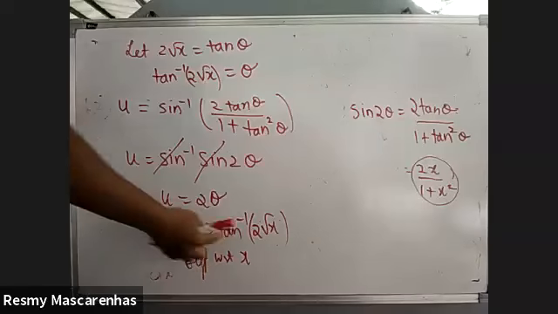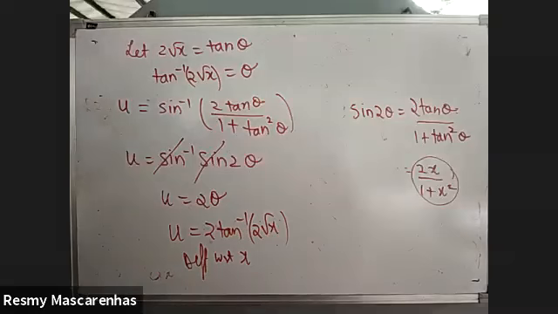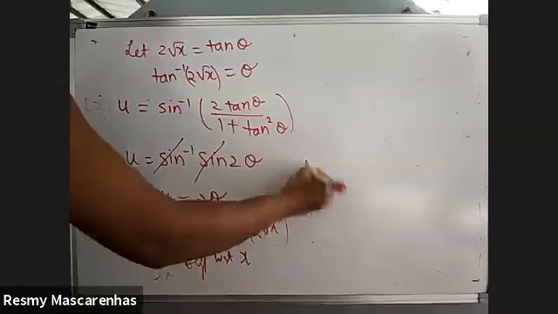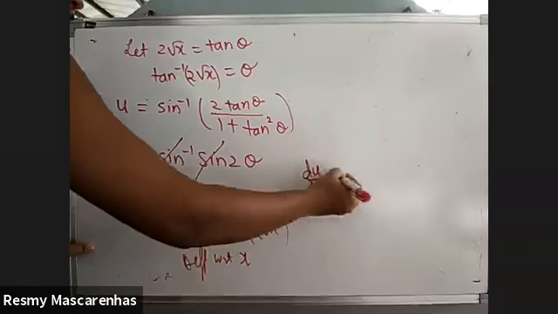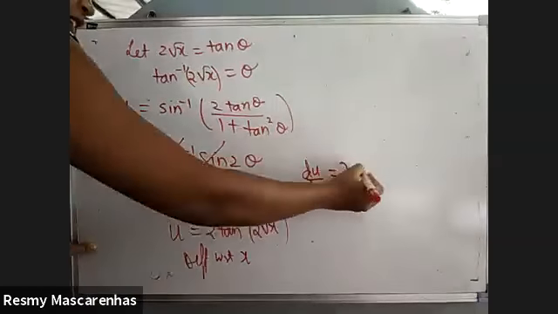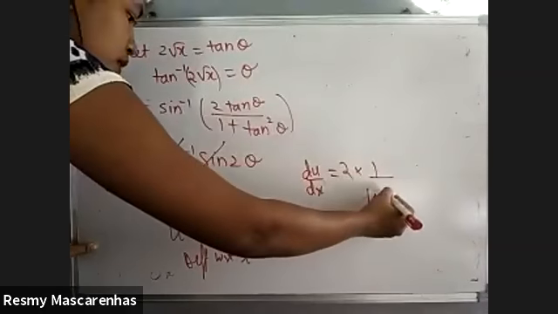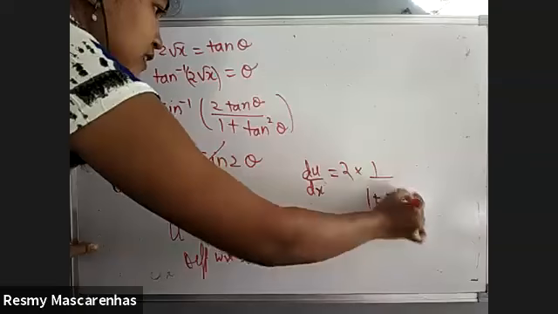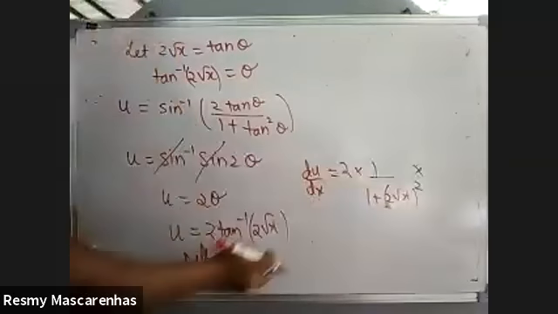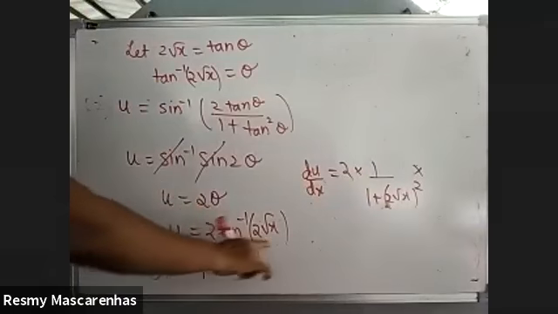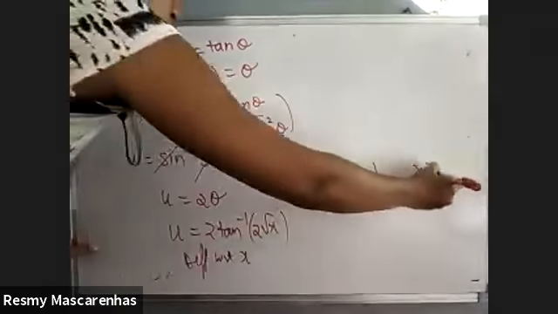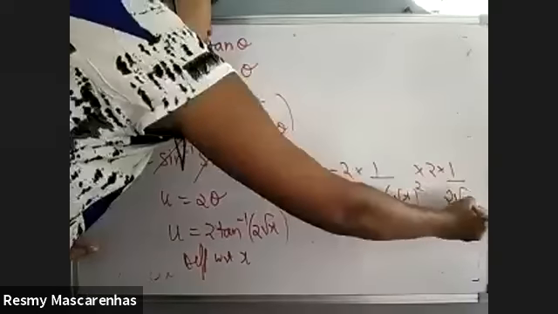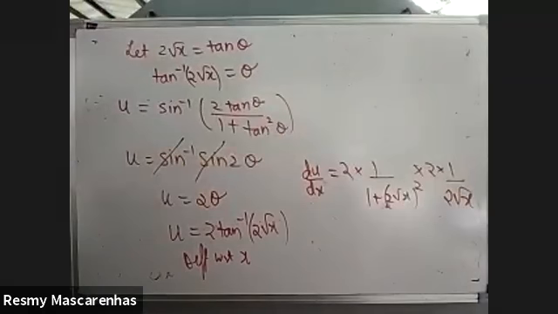Okay, so tan inverse of x, you know the formula. So what will it be? du upon dx will be nothing but 2 is outside only. Tan inverse of x means 1 upon 1 plus x square, where x square here means 2 root x the whole square, into the extra derivative of 2 root x. So 2 into root x derivative is nothing but 1 upon 2 root x.